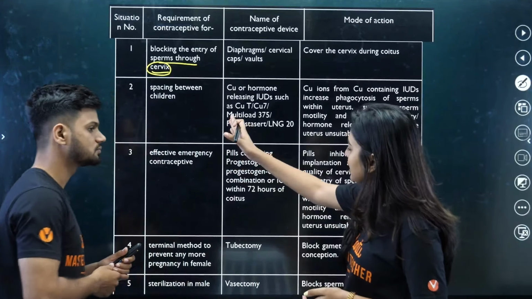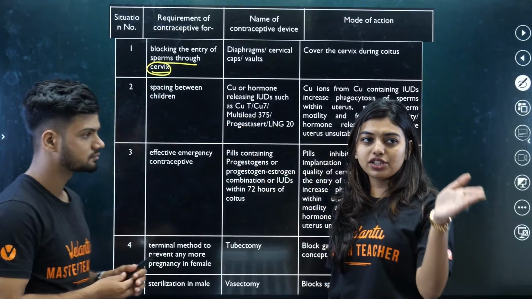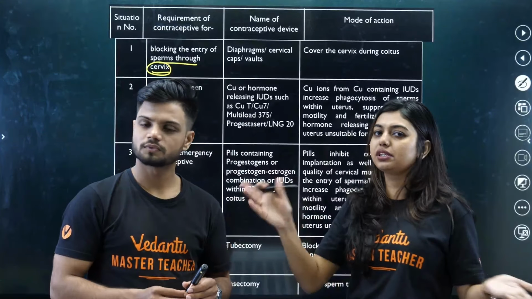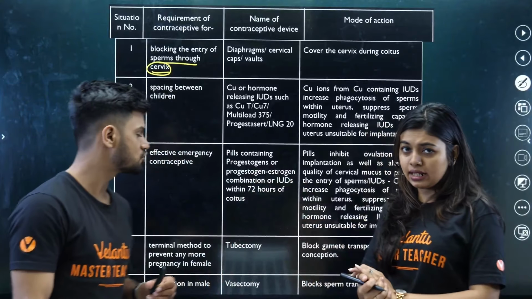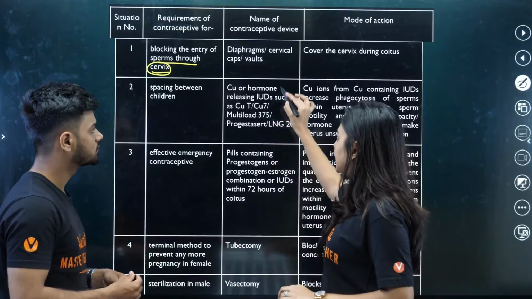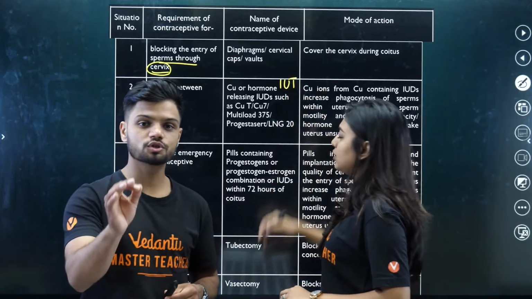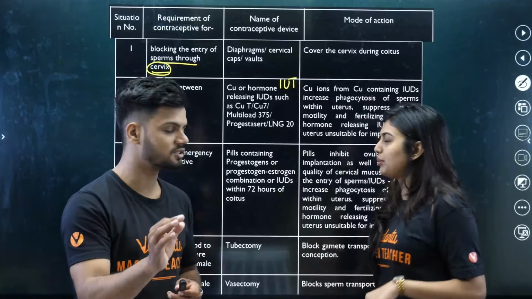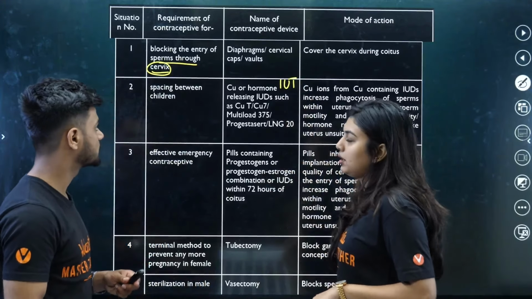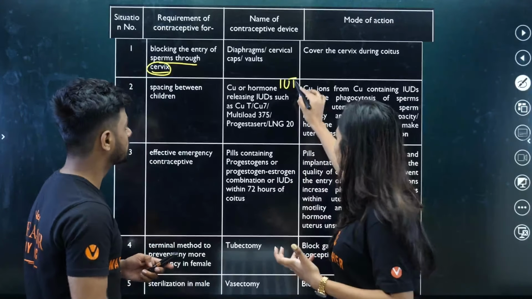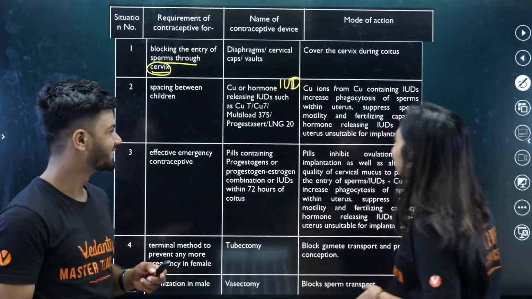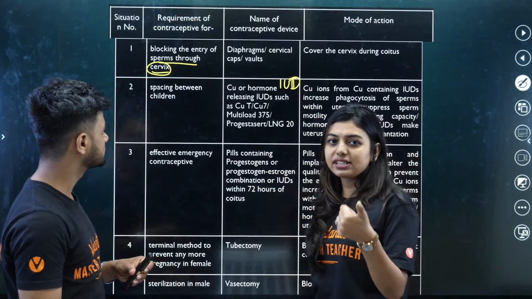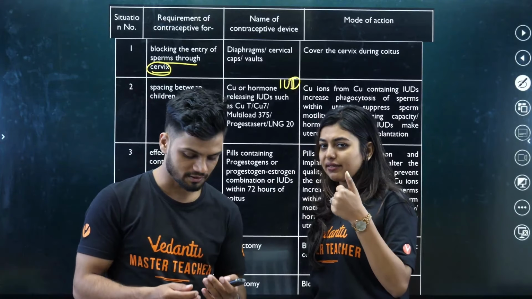Now, spacing between the children. That means they have the first child, and now they want a gap of 2 to 4 years between the first and the second child. What can they do? They can use IUDs, the most used contraceptive in India. Intrauterine devices, IUD. That is your copper T, copper 7, multi-load 375.